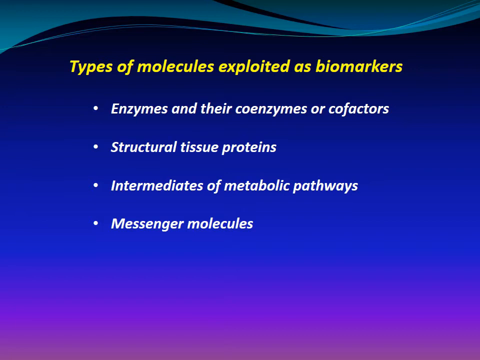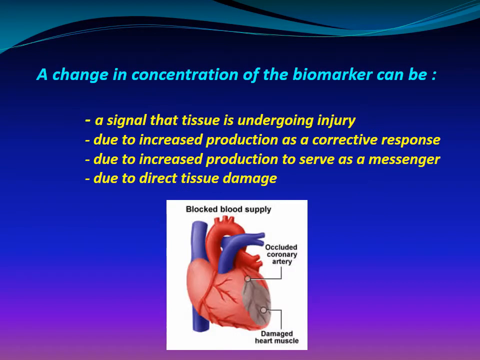Types of molecules exploited as biomarkers: enzymes and their coenzymes or cofactors, structural tissue proteins, intermediates of metabolic pathways, and messenger molecules. A change in concentration of the biomarker can be a signal that tissue is undergoing injury due to increased production as a corrective response, due to increased production to serve as a messenger, or due to direct tissue damage.